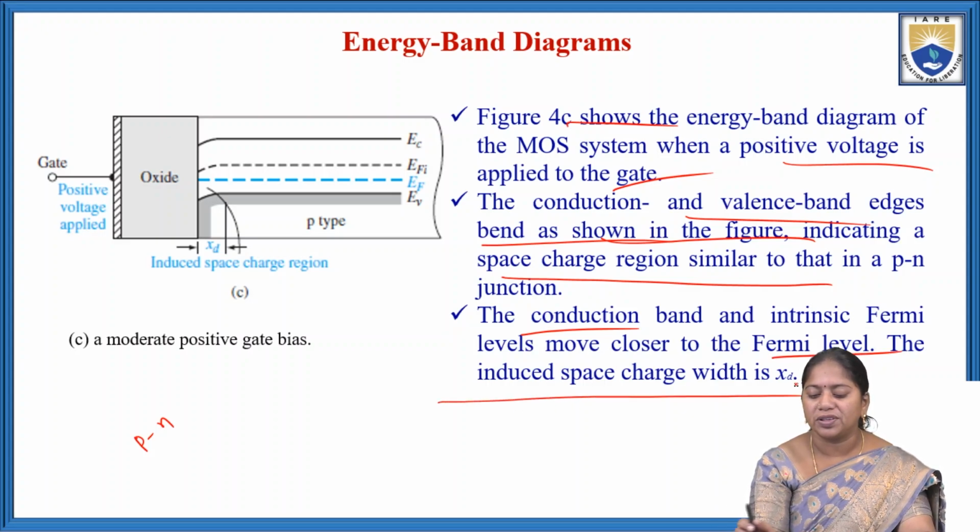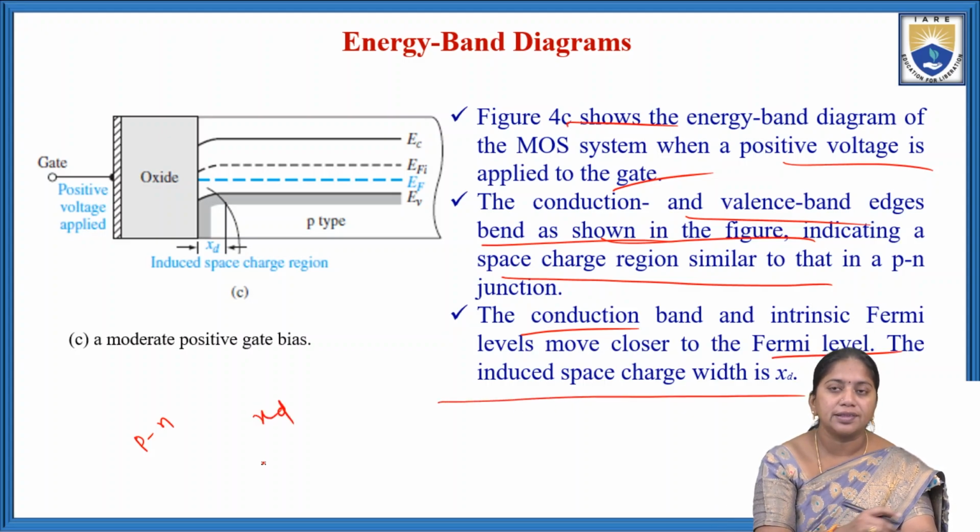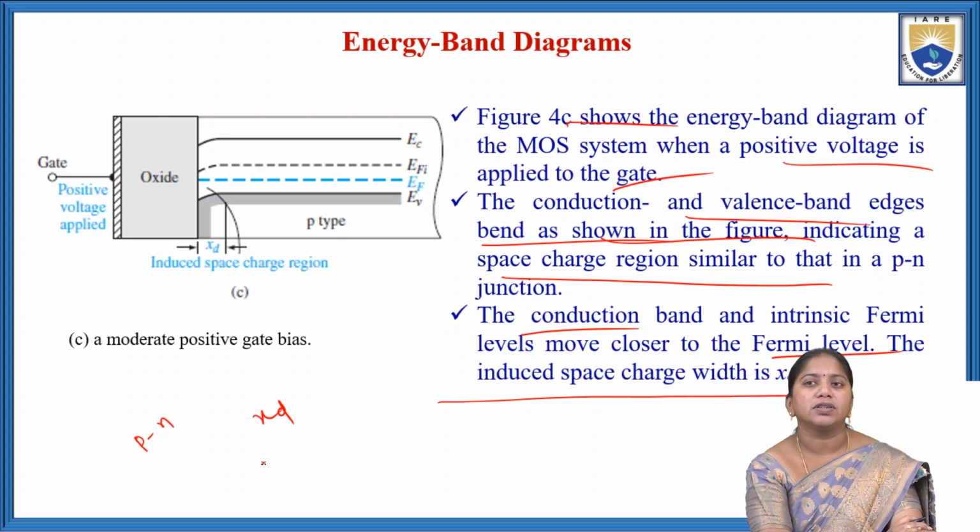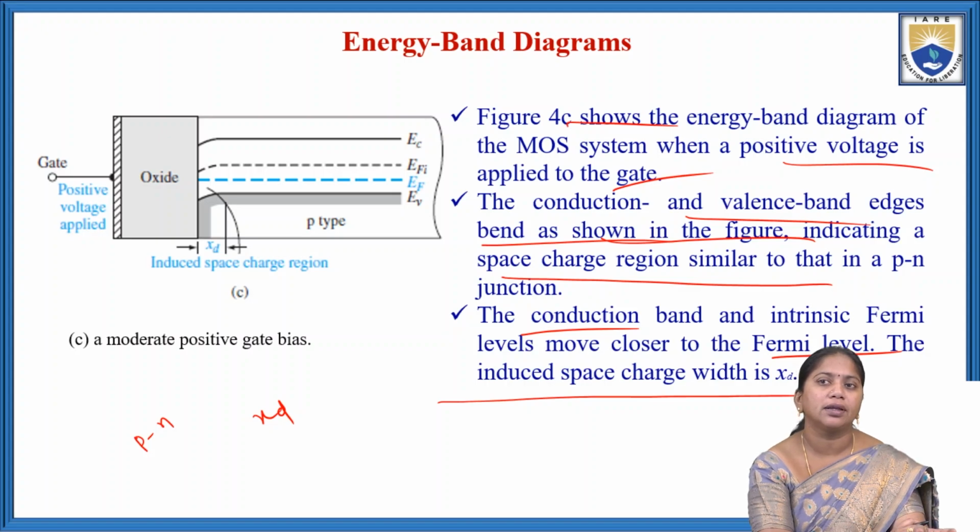This induced space charge width is XD. Here the figure shows the energy band diagram of the MOS capacitor with the negative bias we are applying at the gate. So the conduction and valence bands bend in the upward direction as shown in the figure, which indicates that the space charge region is very similar to the PN junction diode.